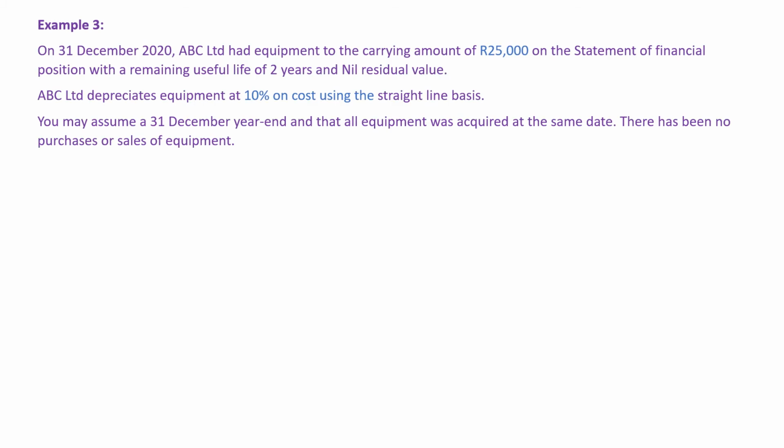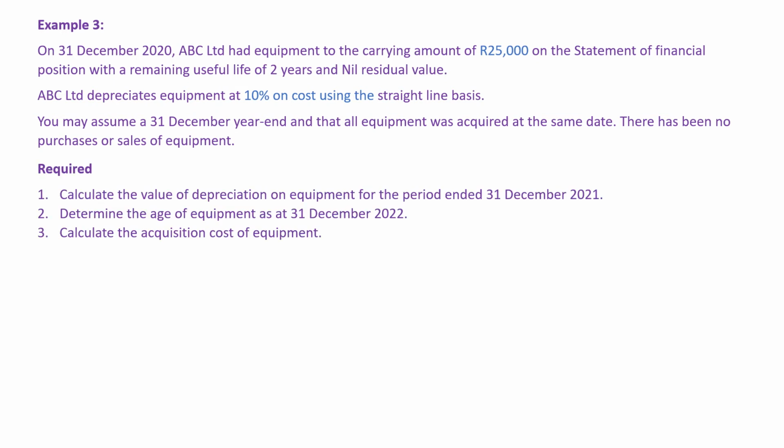Now let's move on to something a little bit more challenging. On 31 December 2020, ABC Limited had equipment to the carrying amount of 25,000 rands on the statement of financial position, with a remaining useful life of 2 years and nil residual value. ABC depreciates equipment at 10% on cost using the straight line basis. You may assume a 31 December year end and that all equipment was acquired at the same date. There have been no purchases or sales of equipment.